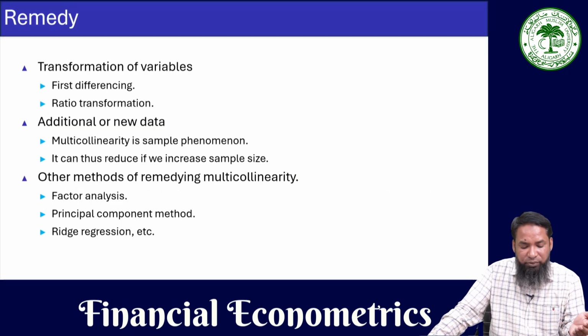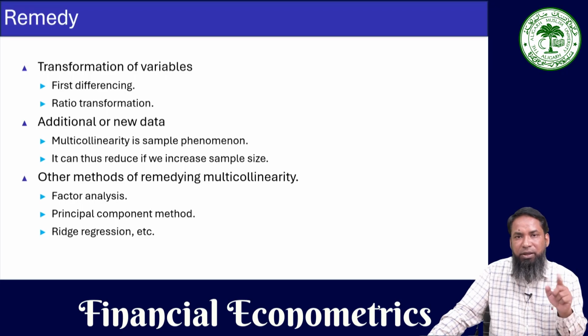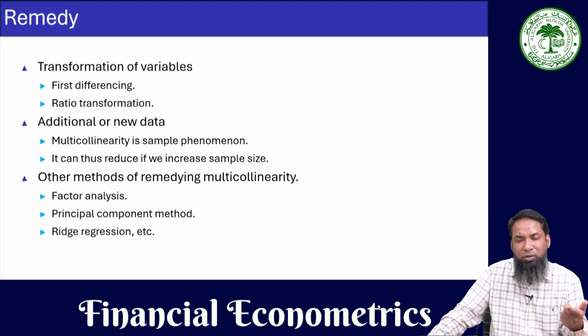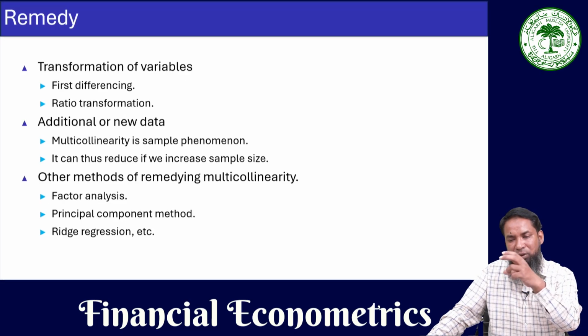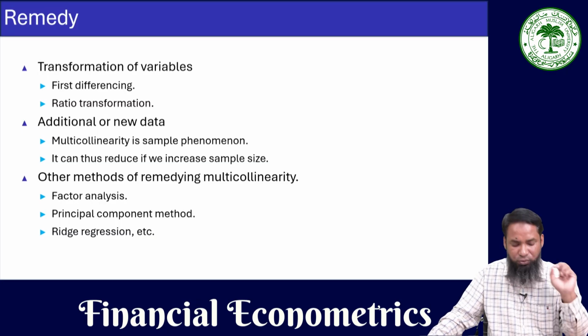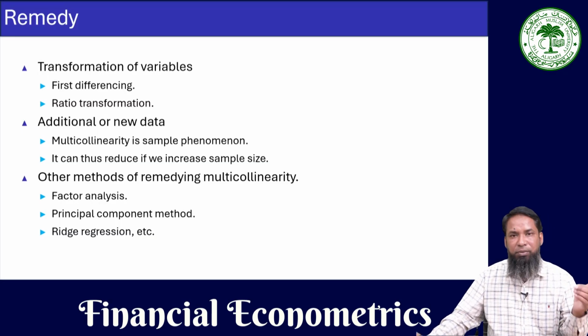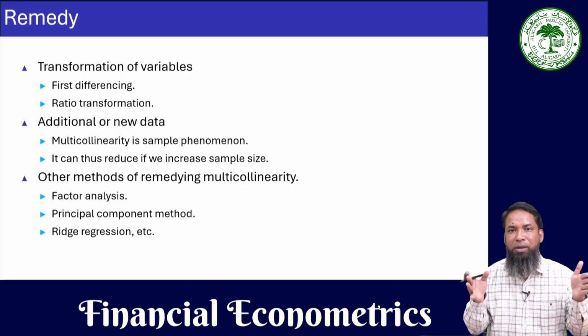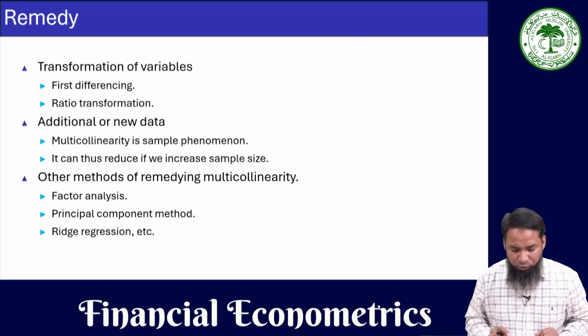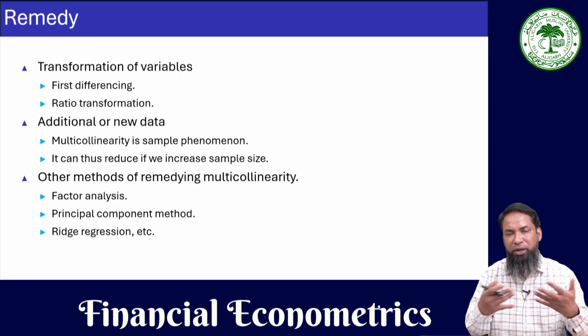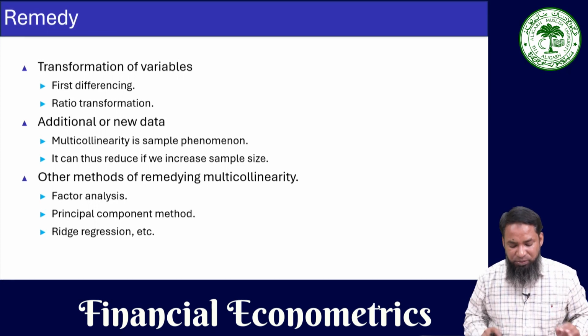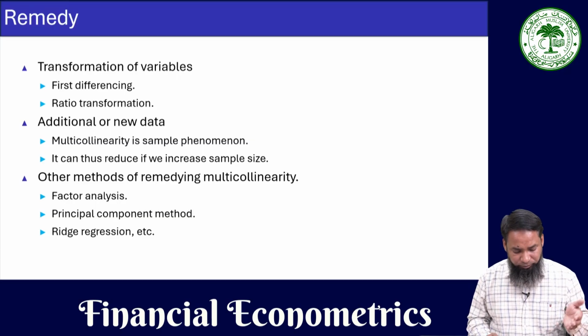Another option is that we can transform the variables. We can take the first difference rather than taking x1 and x2, or we can take the ratio transformation, x1 upon x2 or x2 upon x1. So basically you are capturing the effect of both variables through the ratio. Or, as we have discussed, this is a very simple sample-related problem, so in that case we can add new data to avoid that sample-specific problem.